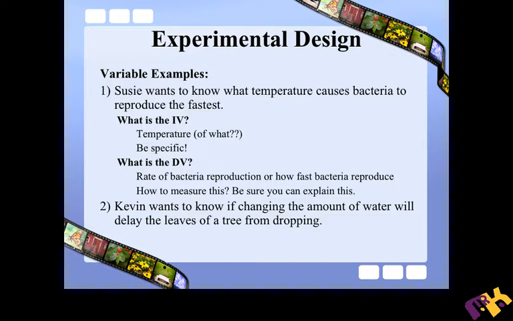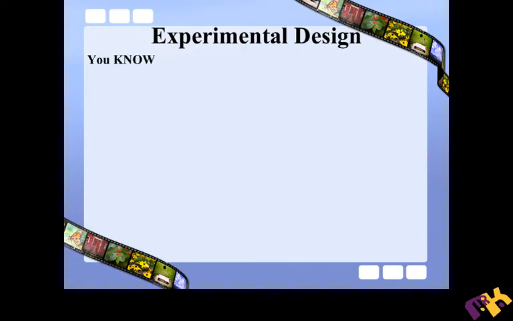All good ideas, right? So I think we have a really good grasp on quickly looking at an experiment that's being suggested and parsing out what the IV and DV are. You probably did this a lot in 7th and 8th grade. You should have anyway. All right.